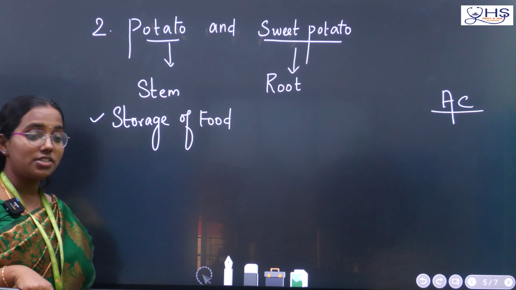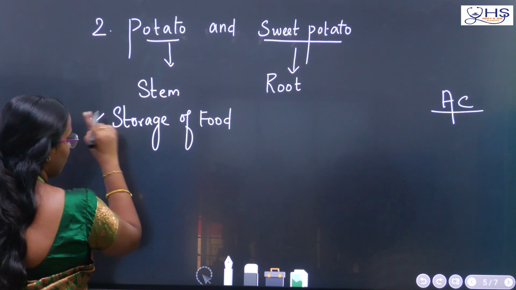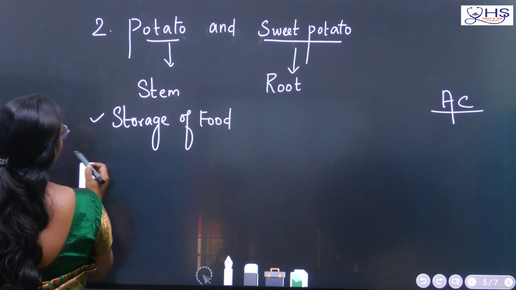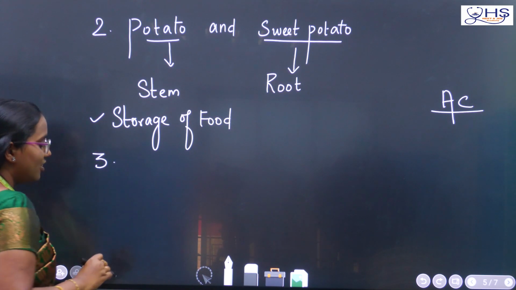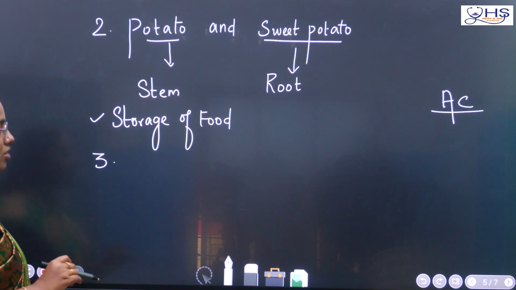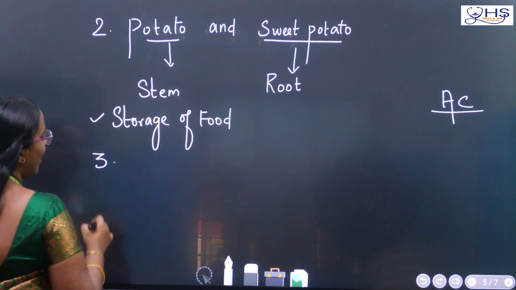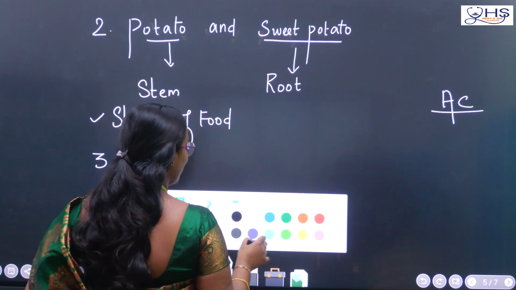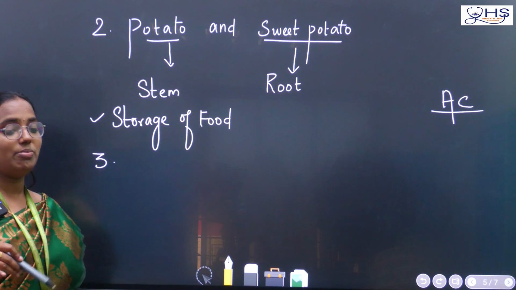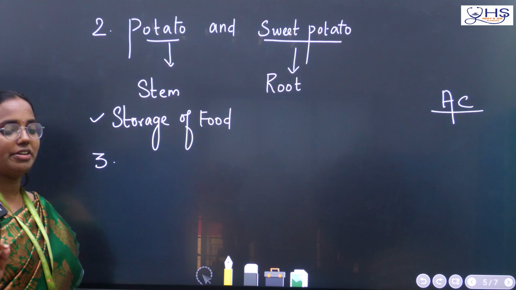Now, what is convergent evolution? We are going to see in the next slide. Here this is the second example. What is the first example we have discussed? Flippers of penguins and whales. Potato and sweet potato. And the third example, is there any other example? Can you say by your own? They will do the same function, but their anatomy will be different.